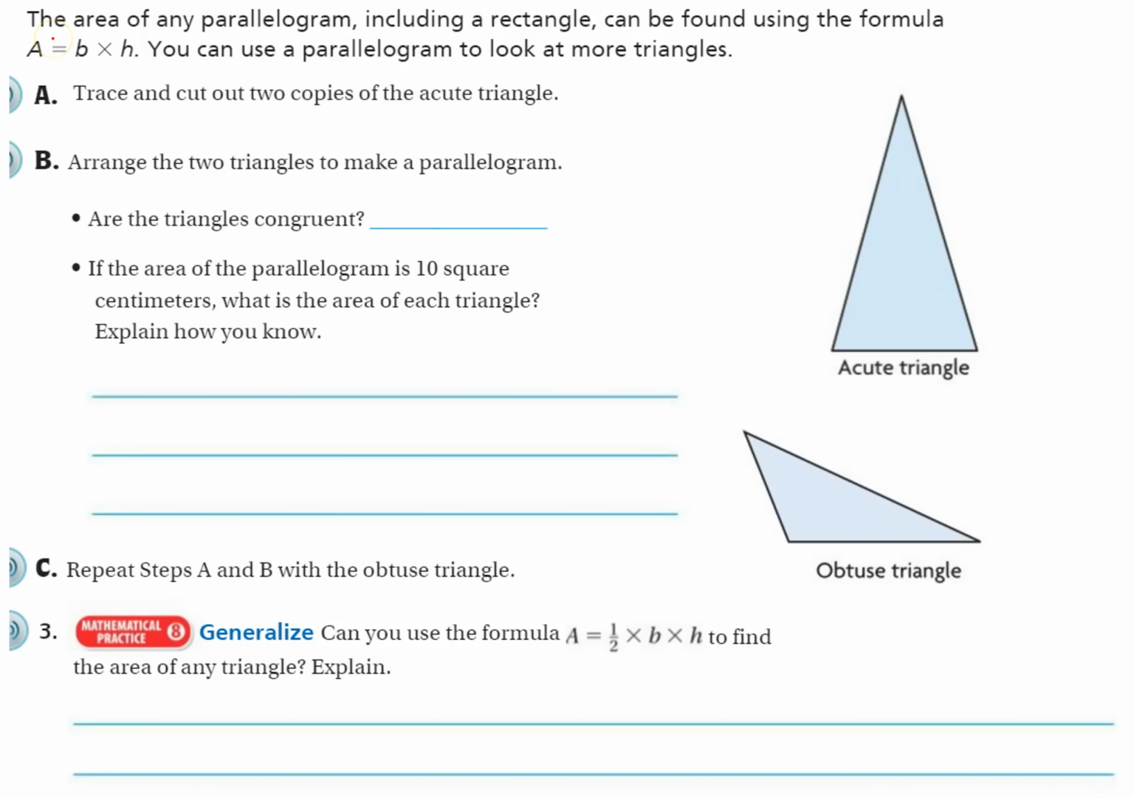All right, now I'm on the bottom of page 394. Let's take a look. The area of any parallelogram, including a rectangle, can be found using the formula area equals base times height. We found that out yesterday. You can use a parallelogram to look at more triangles.